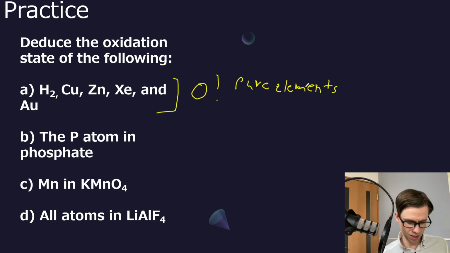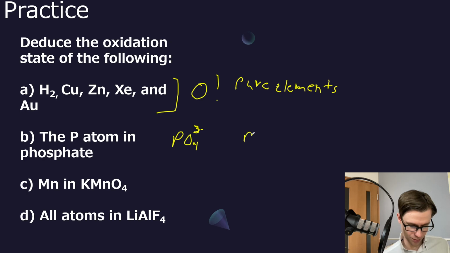Okay, then B, the P atom in phosphate. So phosphate is a polyatomic ion I've recommended everybody memorize. If you remember, this is going to be PO4 3- charge. So use the calculation method. We know oxygen is almost always -2. We have no reason to assume that it's not in this. It's more electronegative than phosphorus, and there's unlikely to be any O-O bonds.